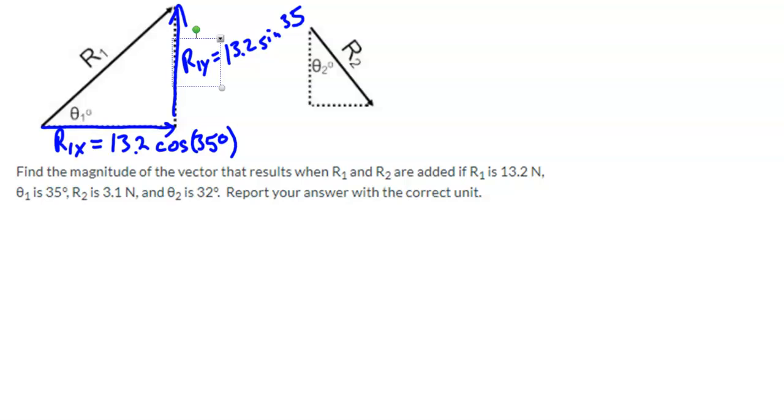Alright, I'll change colors a little bit here, and we'll do the same thing with R2. Now, something important for you to notice here is that this downward pointing vector is going to be negative. If a vector points up or to the right, it's positive, as is customary with a coordinate system. And if it points down or to the left, then it'll be negative. All right, so similar process here.